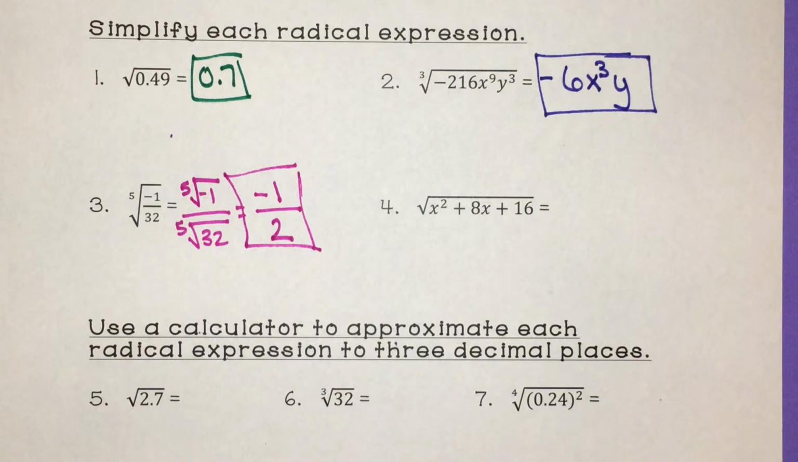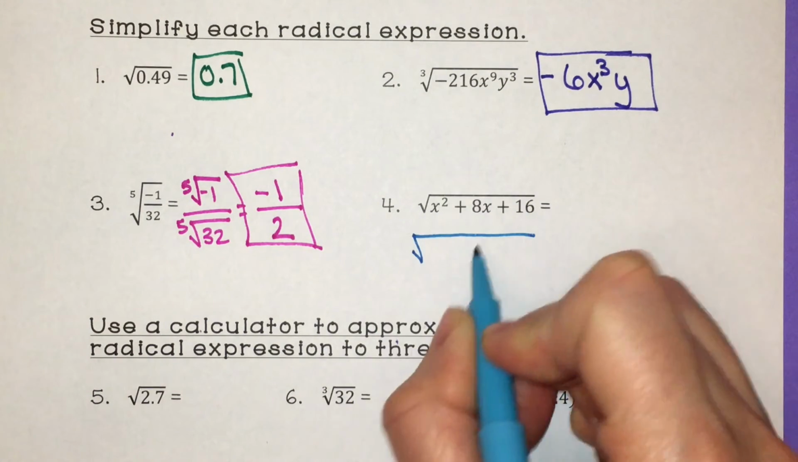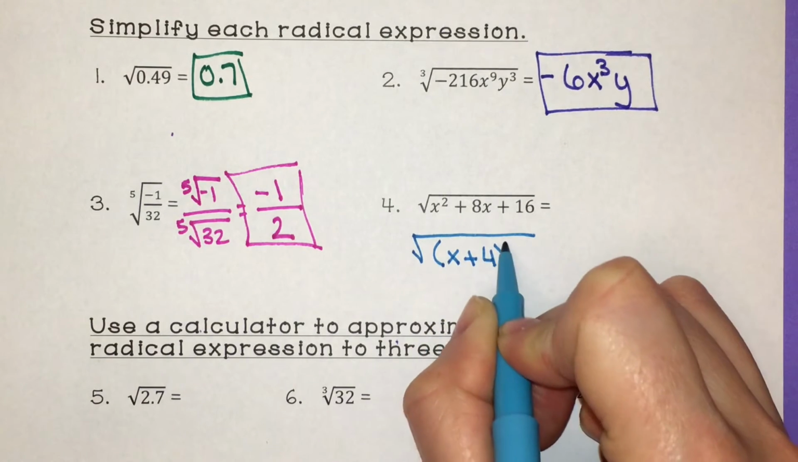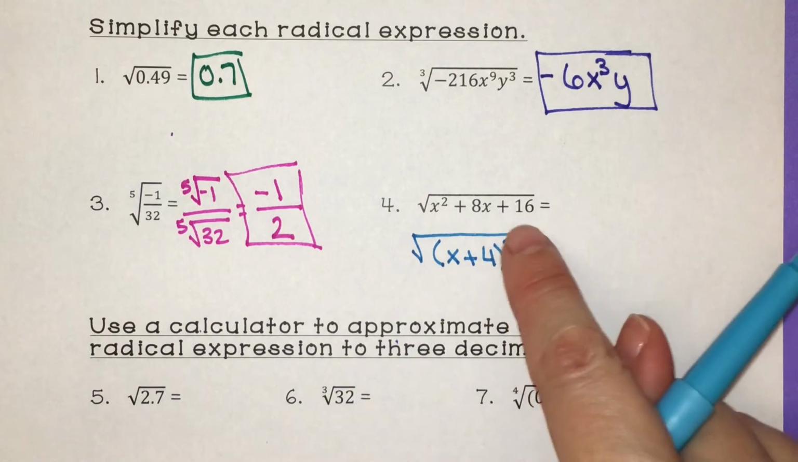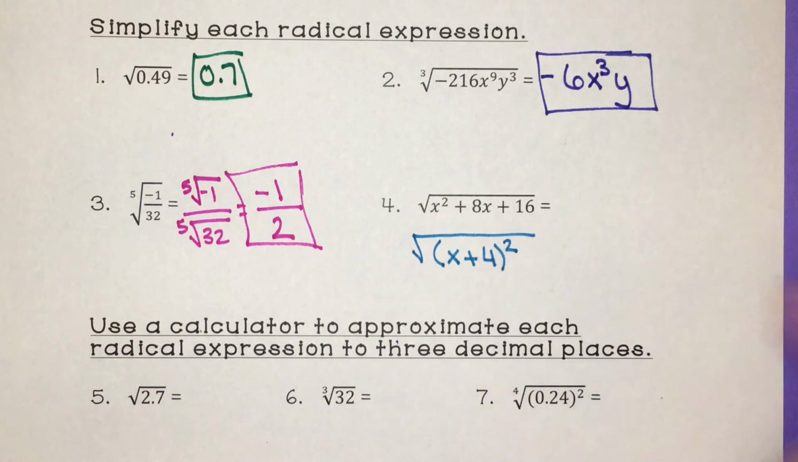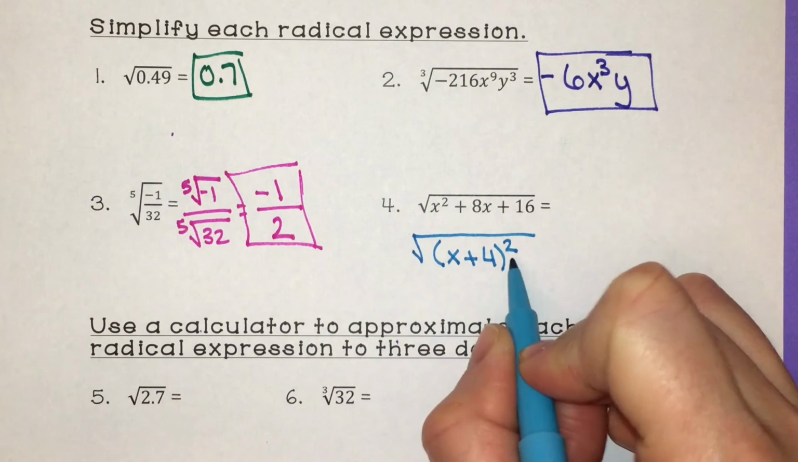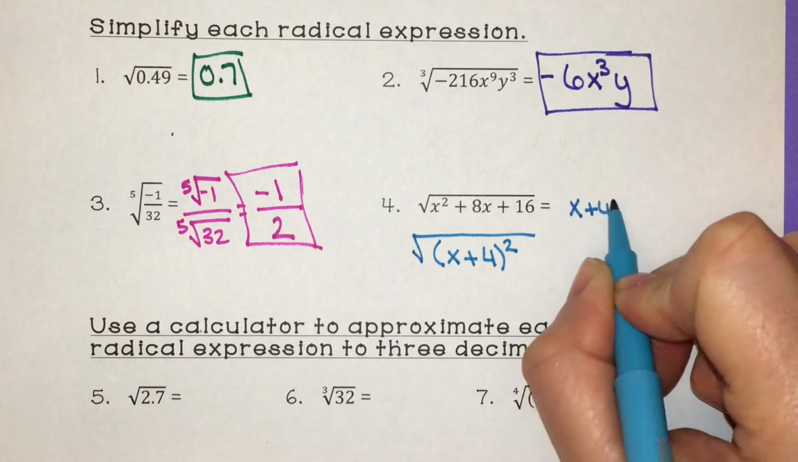All right, on number 4, you have to be a little tricky about this one. And hopefully you were able to see that this is a perfect square underneath. It's x plus 4 squared, or x plus 4 times x plus 4 would give you x squared plus 8x plus 16. So that means that square root and squaring are opposite, so you're left with x plus 4.